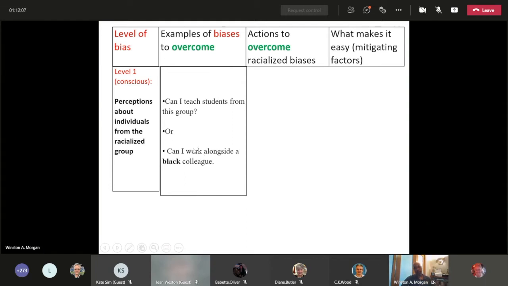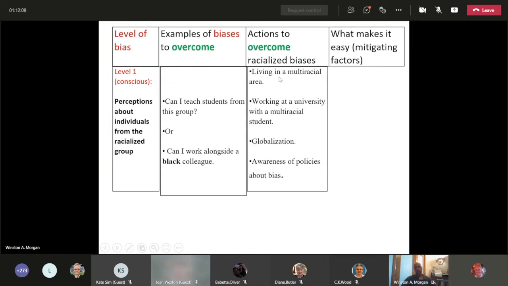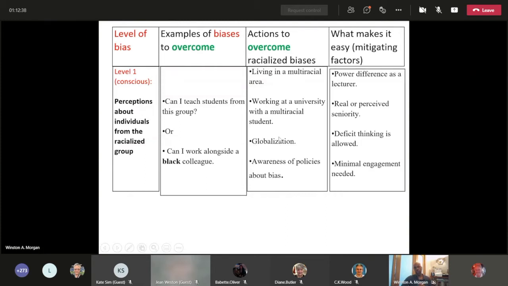Now they're not so much challenges, and that's because we live in a multi-racial, multicultural country. So these things become normalized. We work at a university where there are lots of multiracial students. So again, we can overcome some of these things. It's globalization, and we have been trained, and we've done a lot of policies about bias. So we can overcome some of these challenges, and so we can easily teach students from different groups. We can work alongside our black colleagues quite happily. But these are still relatively superficial things we do.